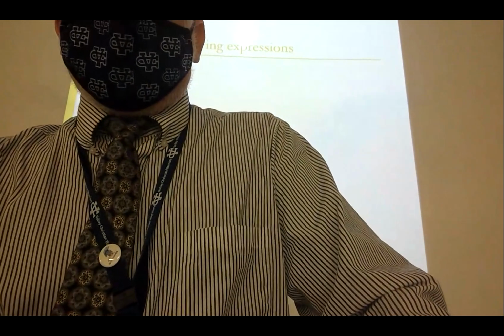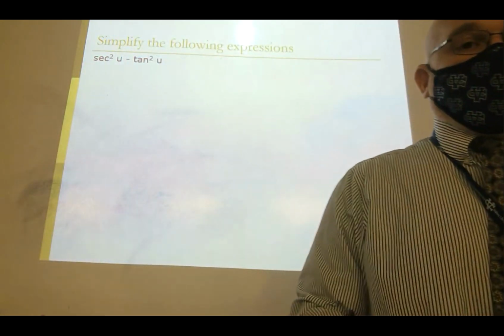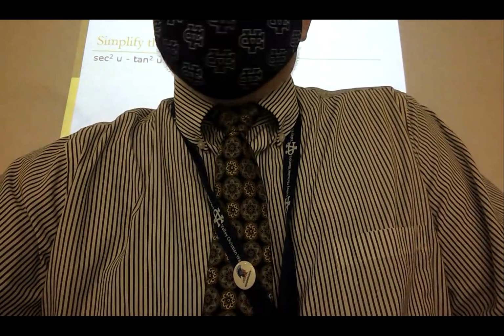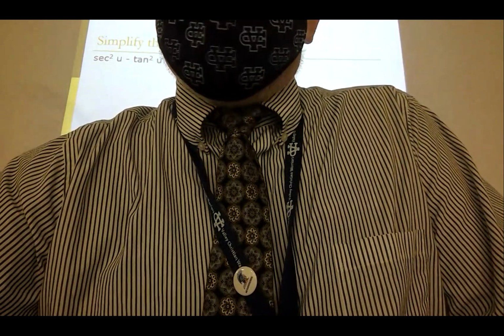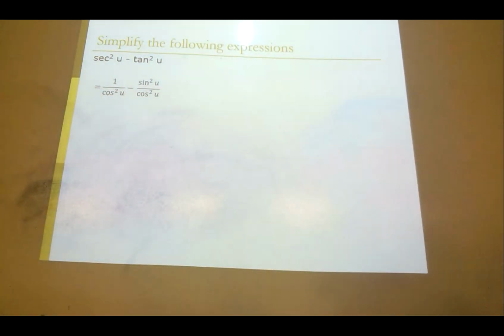Let's try one that's a little trickier here. Here I've got secant squared u minus tangent squared u. Well, there's a number of ways we can do this. We could use trig identities maybe to substitute for tangent squared or secant squared. But usually the first way I do it is translate things to sine and cosine. So what do I have here? I've got 1 over cosine squared u, that's my secant squared, and tangent squared I can express as sine squared over cosine squared.